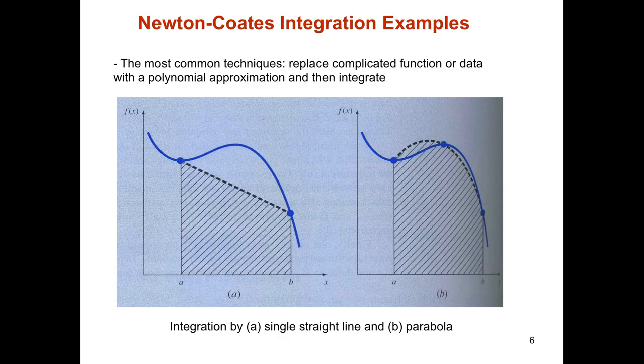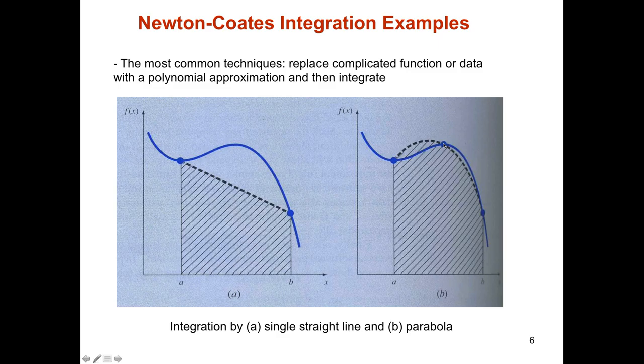So here's one example. The simplest thing that I could do, when I have a complicated function, here in blue, is draw a line. The simplest model ever is a line. Simplification of everything is a line. If I do that, then I'm approximating this entire area with the area of this trapezoid. Hence, we are going to get the trapezoidal formula.